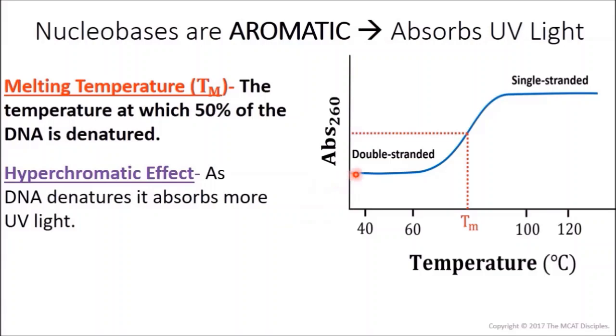So as DNA denatures, as DNA goes from double-stranded to single-stranded, it absorbs more UV light, and it's depicted in this figure. The Tm, the melting temperature, is the temperature at which 50% of the DNA is denatured. As the temperature increases, we start to denature more and more. As we know, temperature denatures protein, and it also denatures DNA, and it becomes single-stranded.